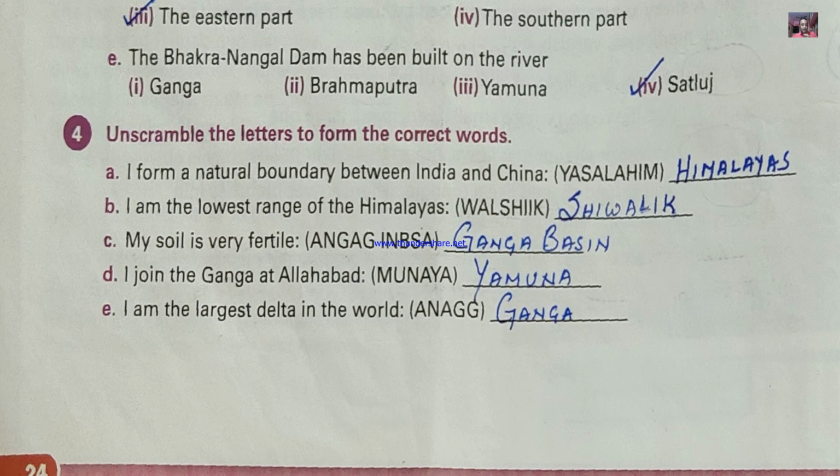I am the lowest range of Himalayas. Who is the lowest range of Himalayas? Shivalik. You should know the highest. The lowest is Shivalik, and the middle range is the Himachal range. My soil is very fertile. Who am I? Ganga Basin.